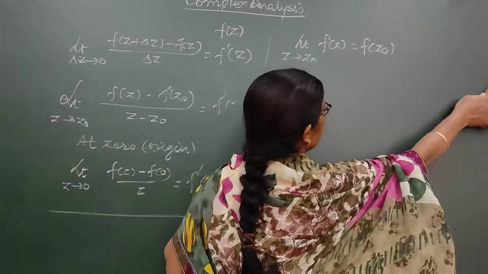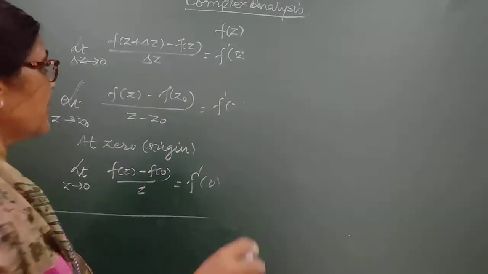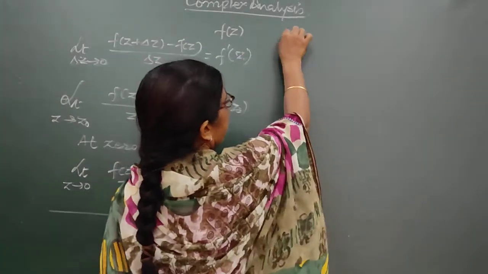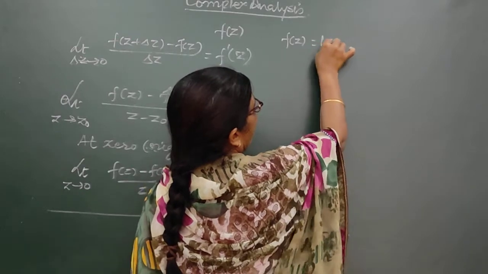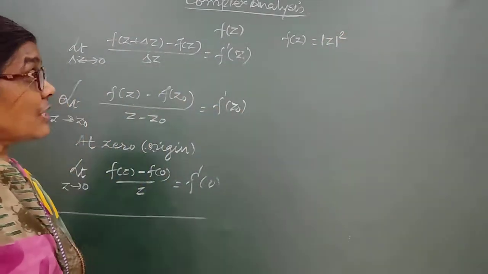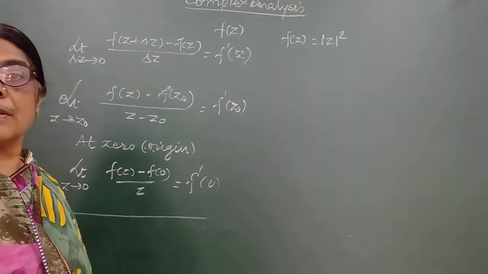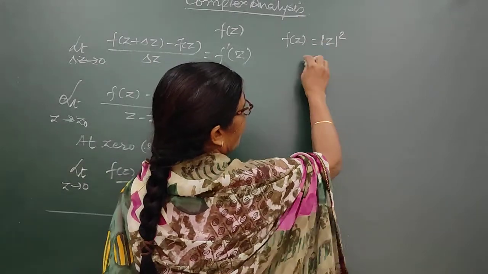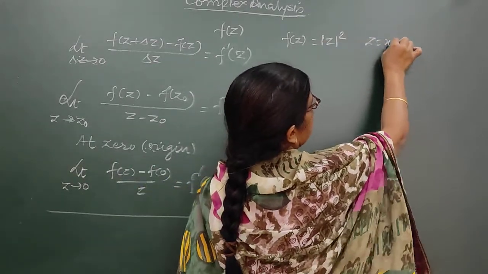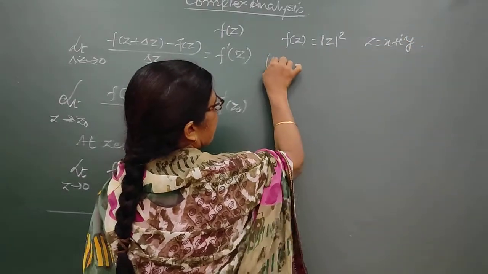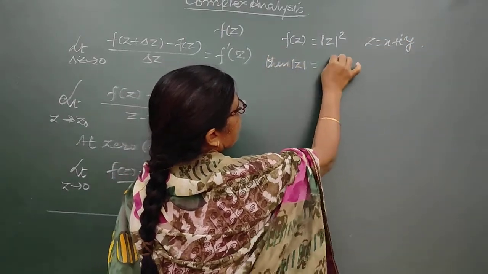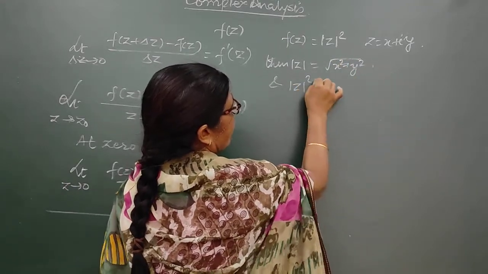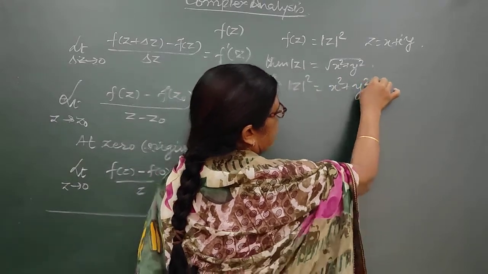It can be easily proved. The converse of this theorem is not necessarily true, which can be shown by this example. If we take f(z) equals mod of z squared, this function is continuous, but it is not a differentiable function. This can be easily proved because when z is x plus iota y, mod of z is the square root of x squared plus y squared, and mod of z squared is x squared plus y squared.